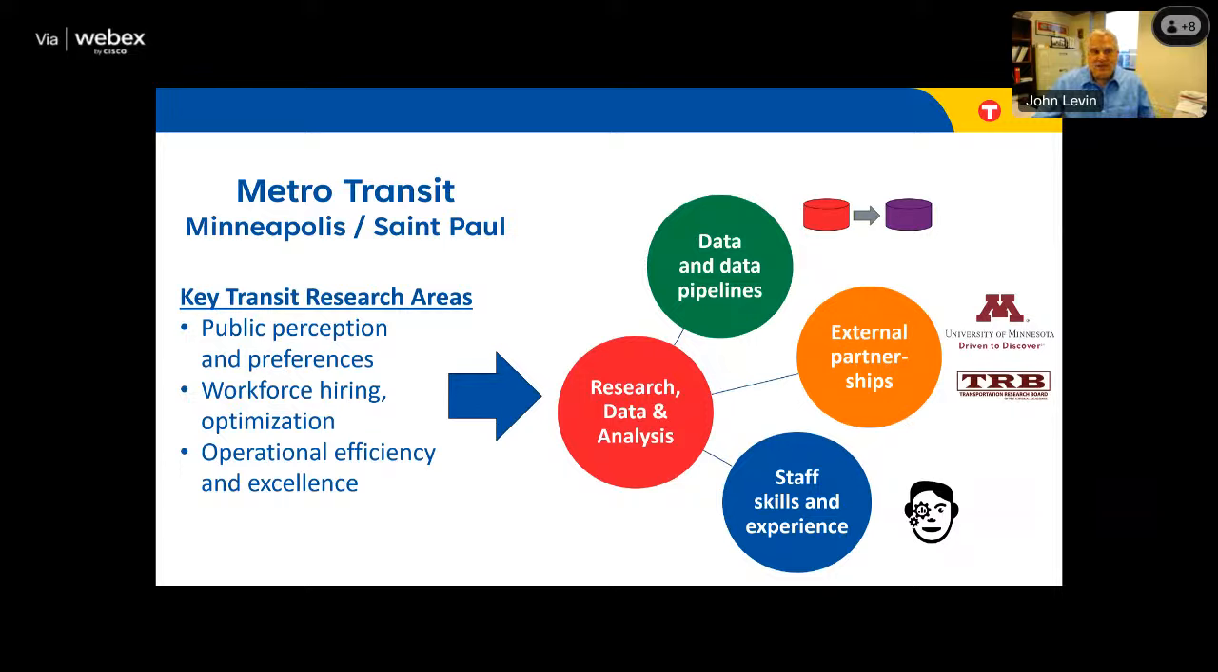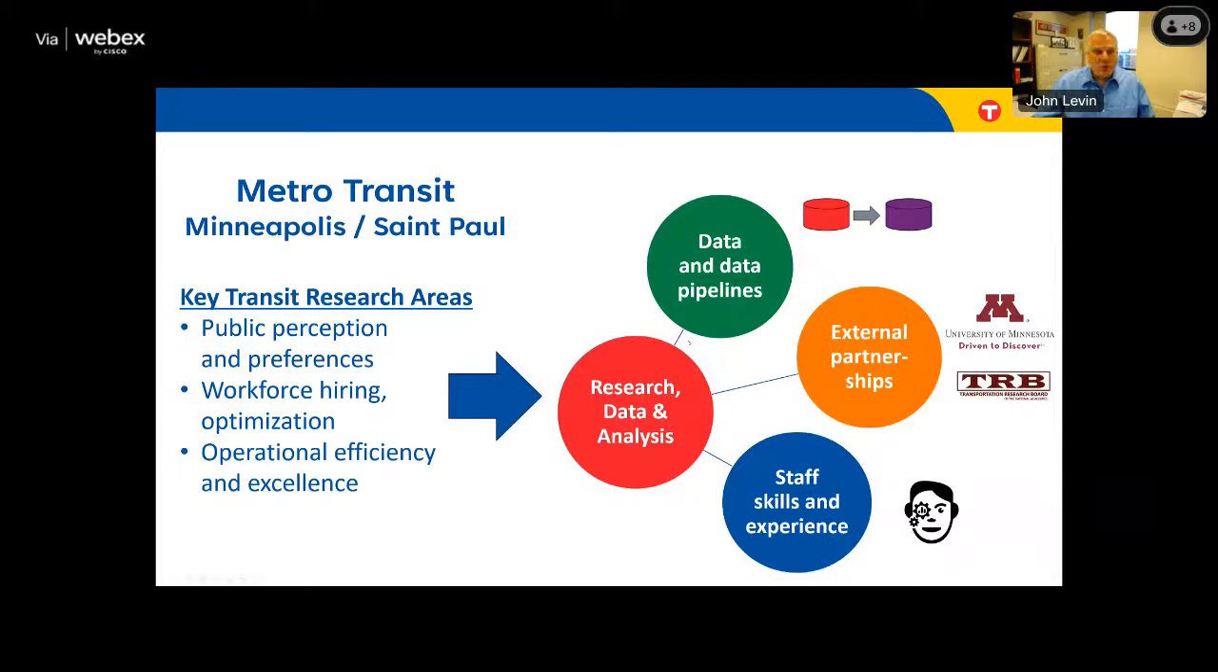Like many agencies, these perennial challenges of workforce hiring, retention, and management are larger now than ever. And so we have placed some of our effort around this kind of workforce question in our work. And then really across many different aspects of our service, running safe and clean, reliable buses and trains is the core of what we do. And so a lot of our focus is also in those areas.